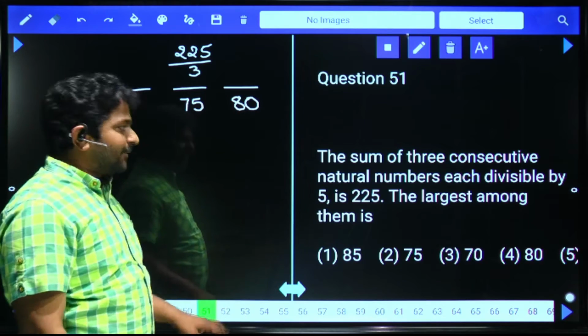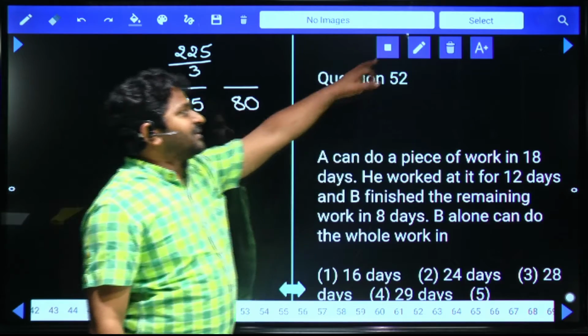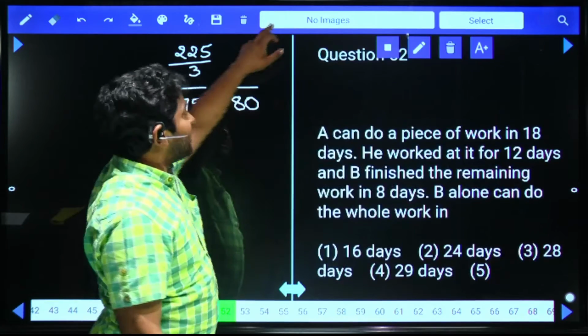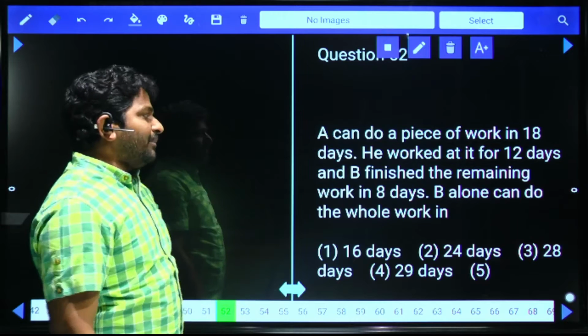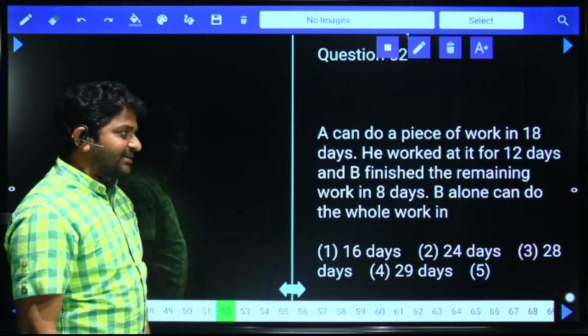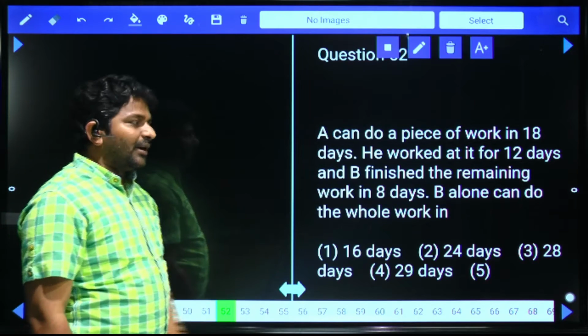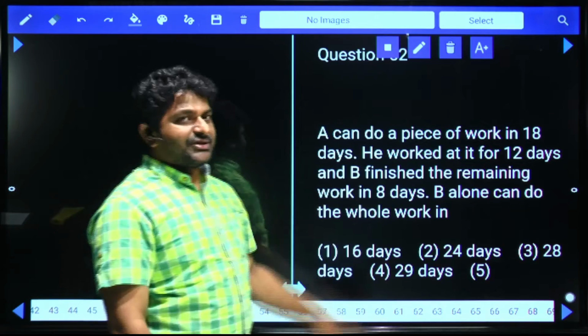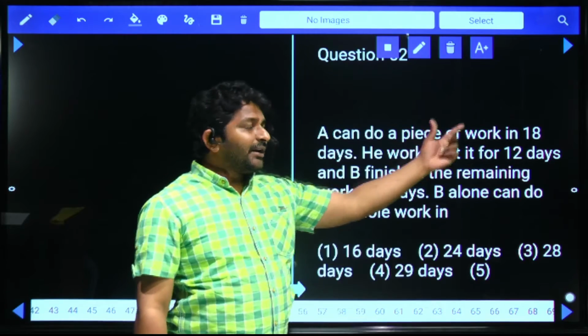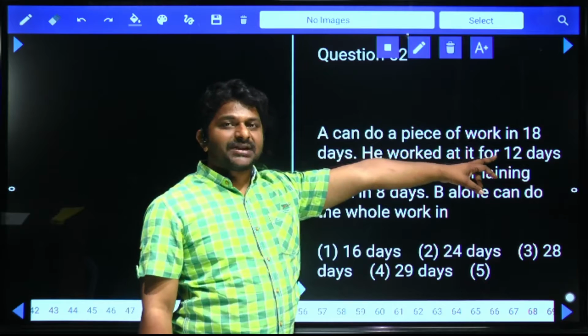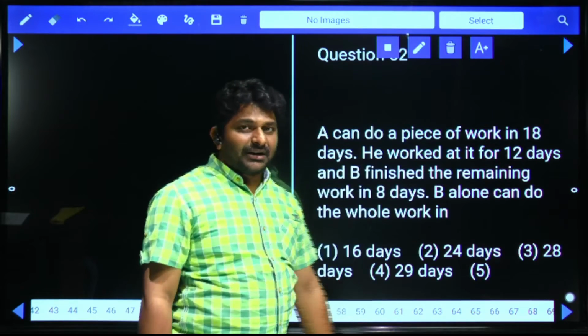Fourth option is the answer. A can do a piece of work in 18 days. He worked on it alone for 12 days, and B finished the remaining work in 8 days. B alone can do the work in how many days? Okay, now we can do this easily. A takes 18 days to complete 100% of the work. A has already worked 12 days.